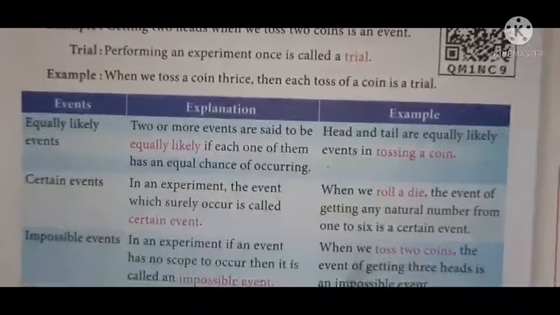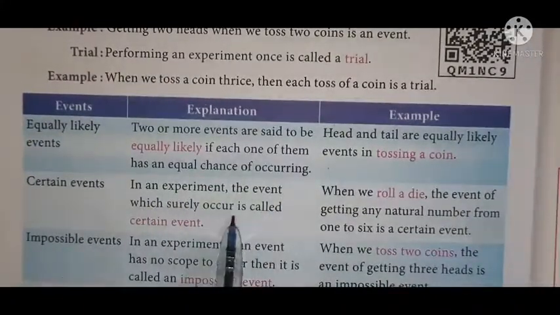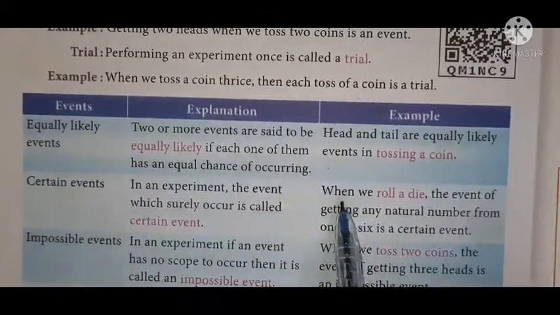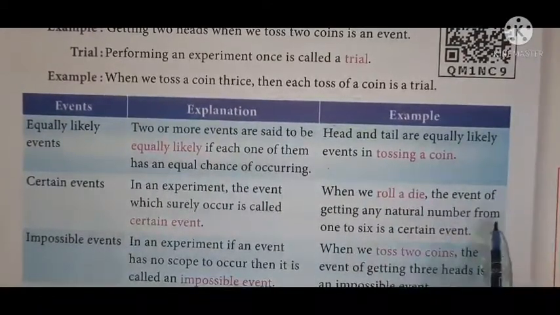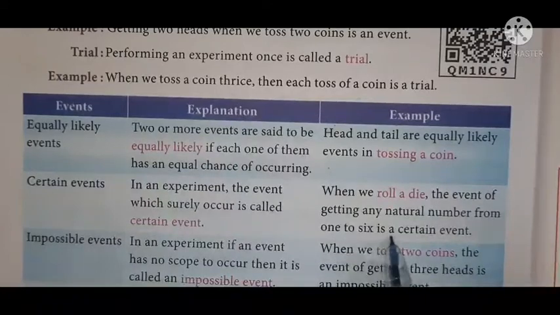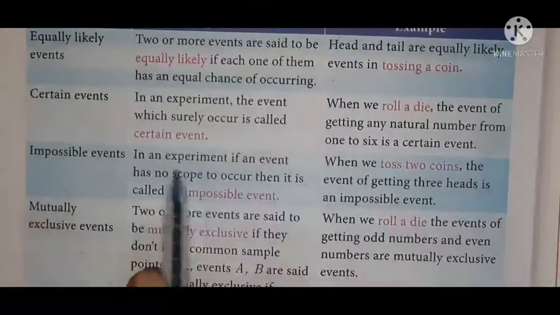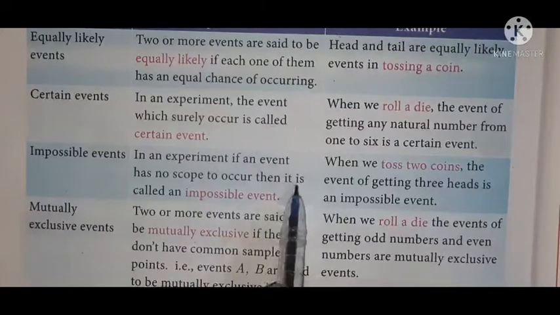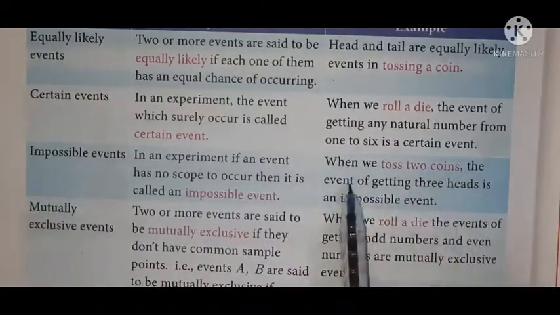Certain event. In an experiment, an event that surely occurs is called a certain event. Example: when we roll a die, the event of getting any natural number from 1 to 6 is a certain event. Impossible event. In an experiment, if an event has no scope to occur, then it is called an impossible event. When we toss 2 coins, the event of getting 3 heads is an impossible event.